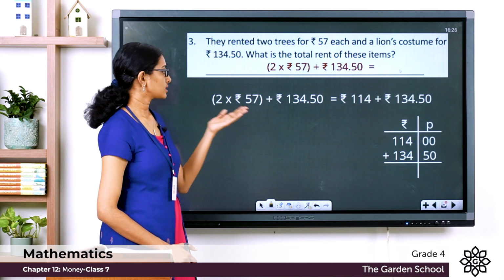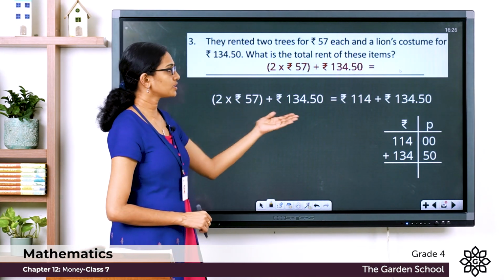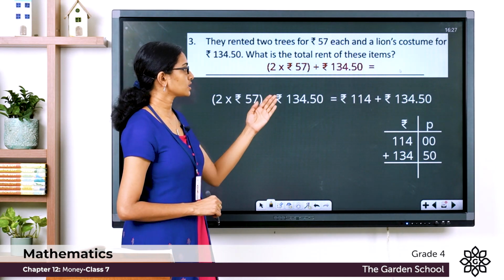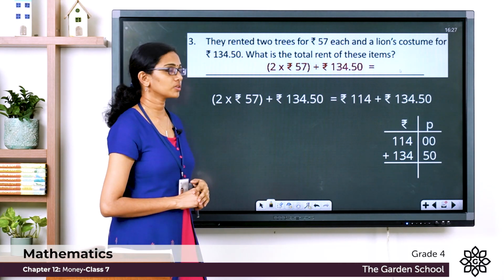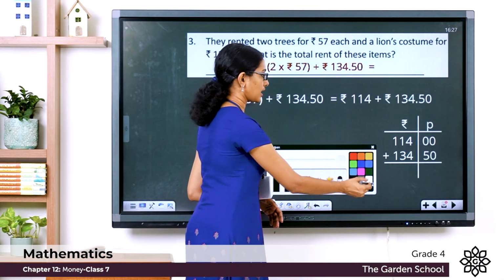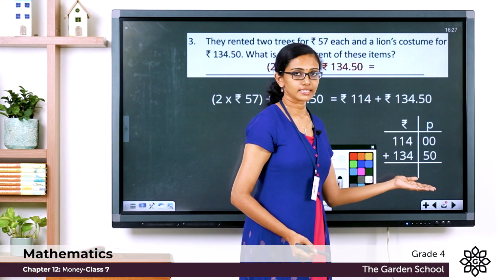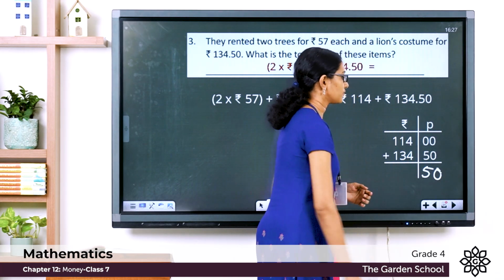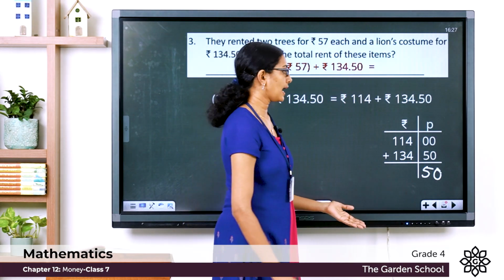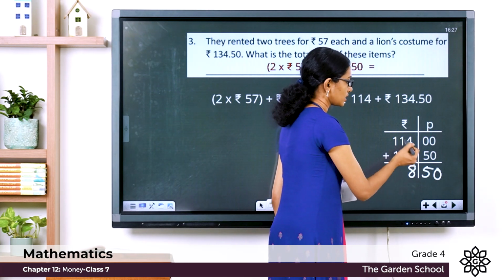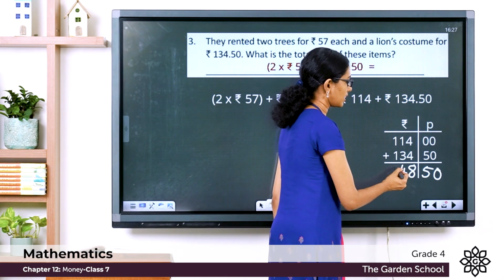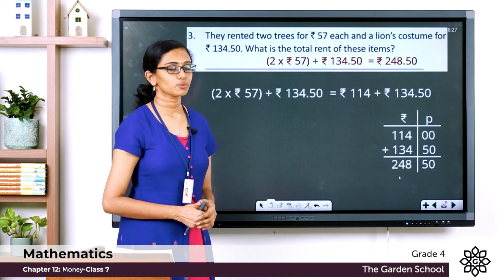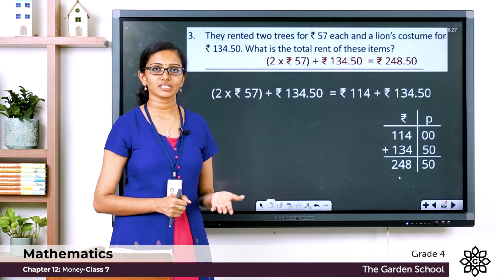The rent of 2 trees, 2 into 57 rupee is equal to 114 rupees. You can do the multiplication and check, plus the rent of the lion's costume, 134 rupee 50 paise. Let's do the addition now. So, here starting with the paise column, 0 plus 0, 0 here, 0 plus 5, 5 here. So, here we have 50 paise. Moving to the rupee column, we have 4 plus 4, 8, 3 plus 1, 4, 1 plus 1, 2. So, the total rent is equal to 248 rupee 50 paise. Hope this is clear to you.